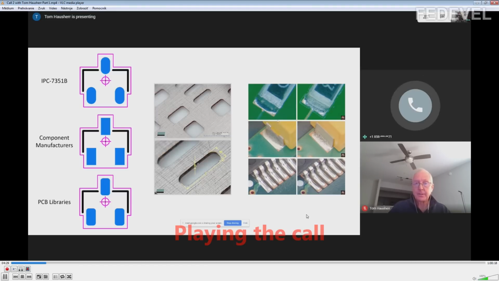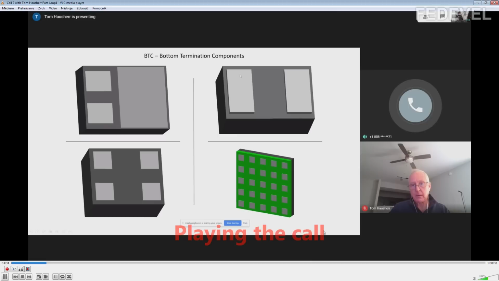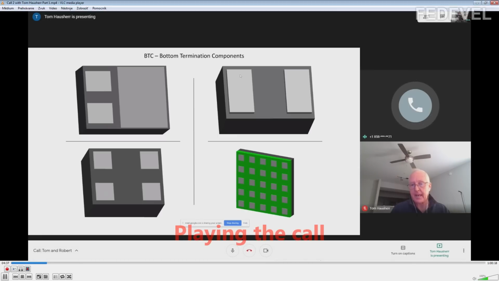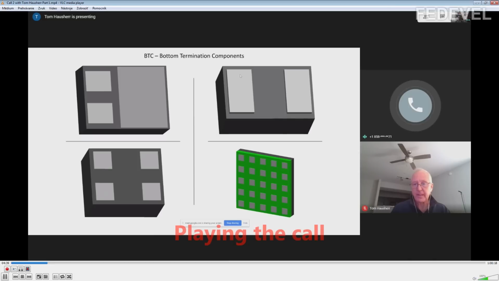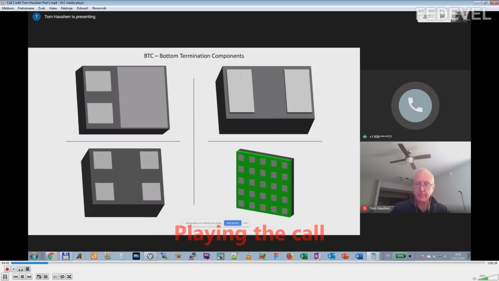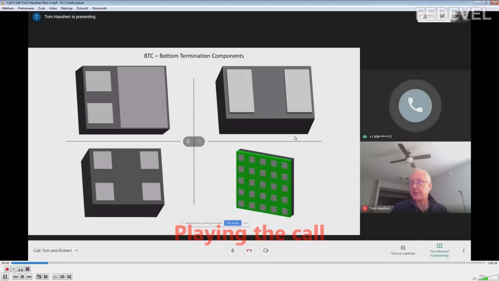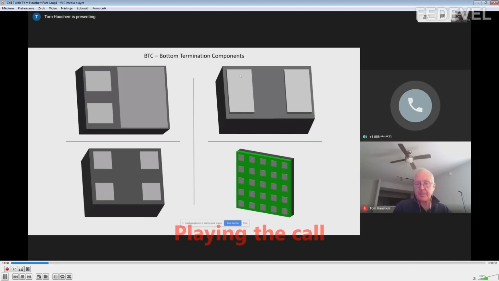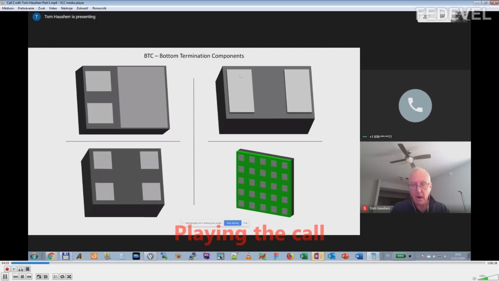Okay, so let's go ahead and flip the slide here. These parts right here are called DFN, dual flat no-lead parts. And the picture in the bottom right is an LGA, a land grid array. Now, if you're using these parts, you have to use a rectangular pad shape. You can't use a rounded rectangular at all because the pad is a 1-to-1 scale of the lead. Believe me, this part and this part here and up here, it might look big.